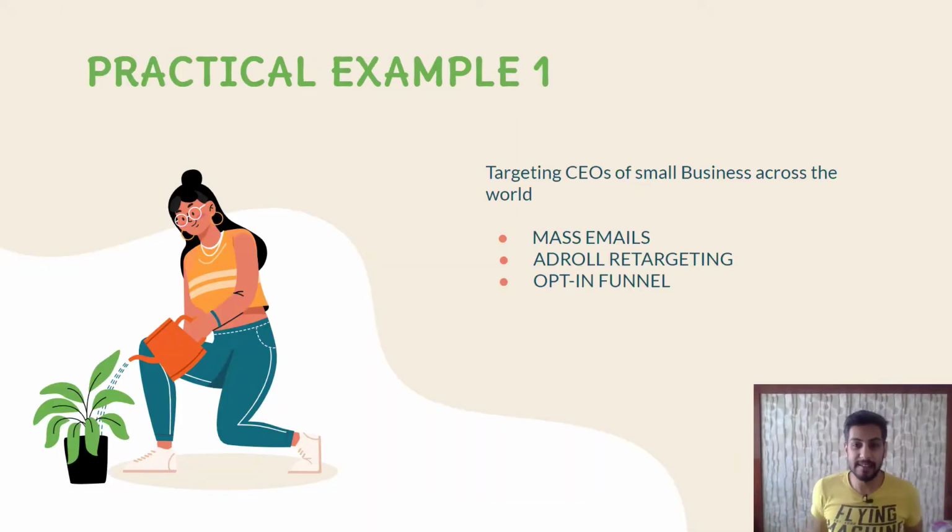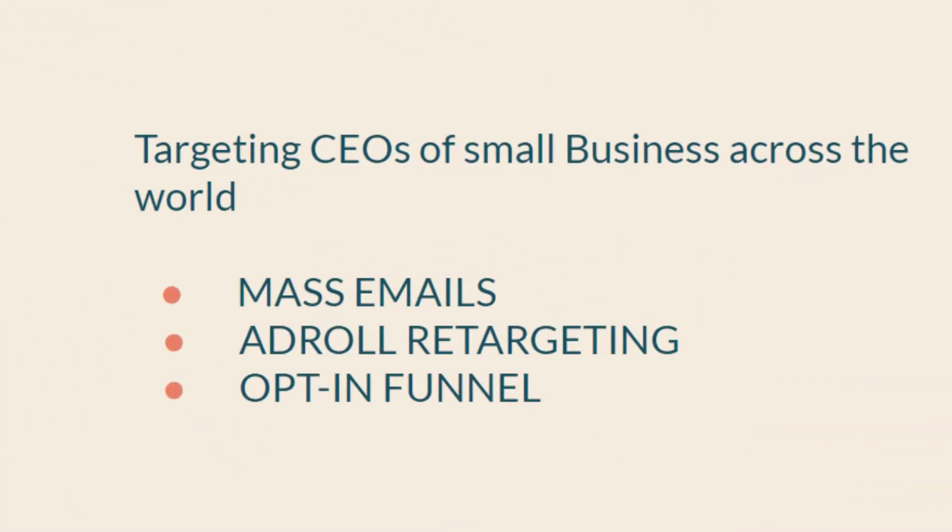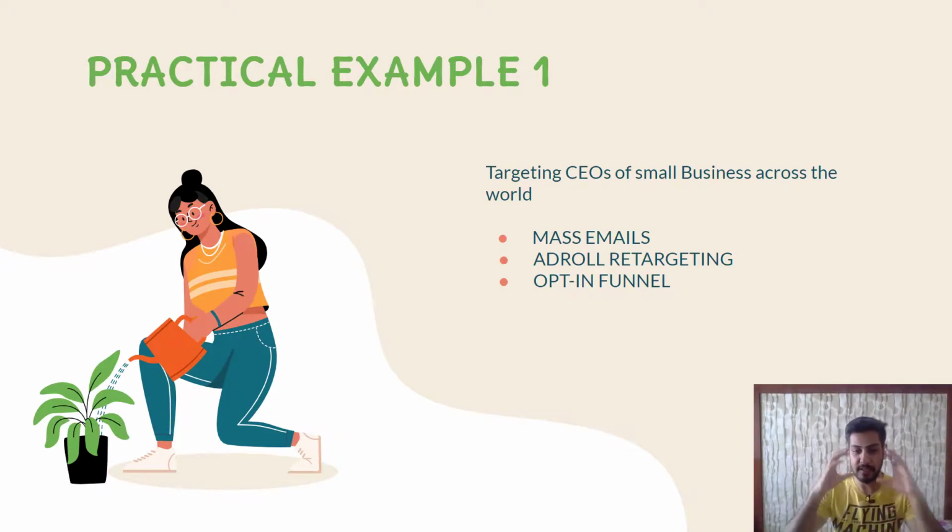The one practical example for this is, let's say you're going after the CEO of a small business and you're targeting the whole world. And then again, it's a mass thing. Go for mass email, do ad retargeting, and get people to opt in to your funnel. So basically they're seeing a video and then they maybe sign up for something of yours. Could be a webinar, could be a trial product.